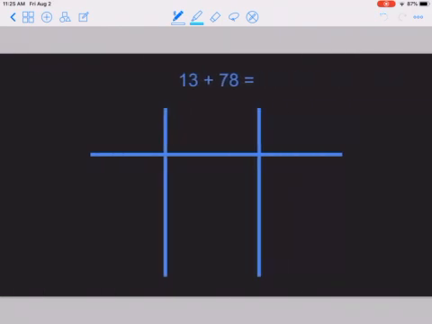Let's do another one like that. So here we have 13 plus 78.